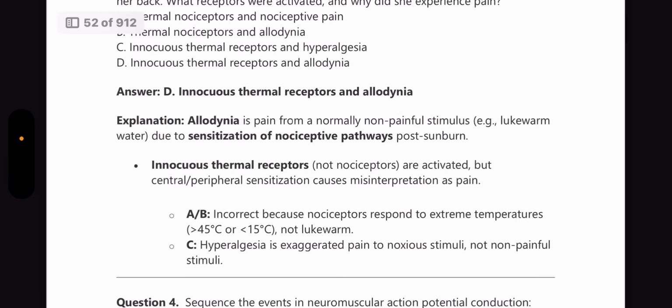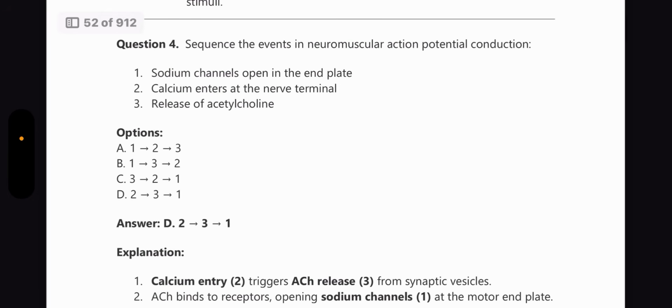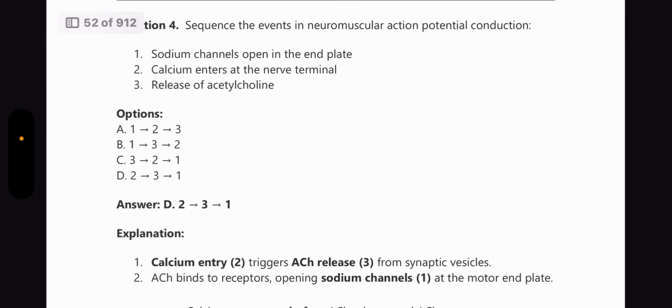Next, the sequence of the events in neuromuscular action potential conduction. Answer is calcium enters at the nerve terminal, then the release of acetylcholine, and then the sodium channels open in the end plate. So this is the correct order.